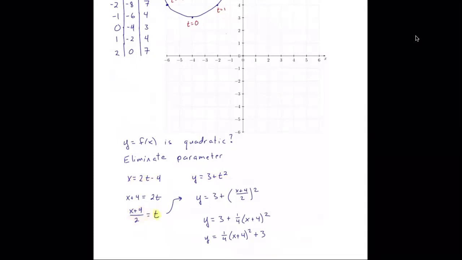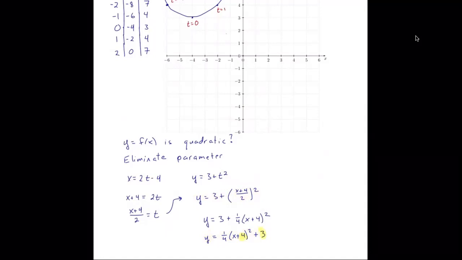That being the case, we plug this t value into t squared for our y expression, and that effectively eliminates the parameter at this step right here. That's our 3 plus t squared step. So we subbed in this (x plus 4) over 2 for t. Now we have a function entirely in terms of y and x, or y equals a function of x. And then we can FOIL that out, or multiply out the (x plus 4) over 2 squared. And what we arrive at is the function y equals 1/4 times (x plus 4) squared plus 3. That's the standard form of a parabola with vertex at (-4, 3).